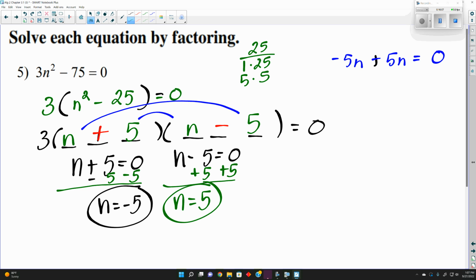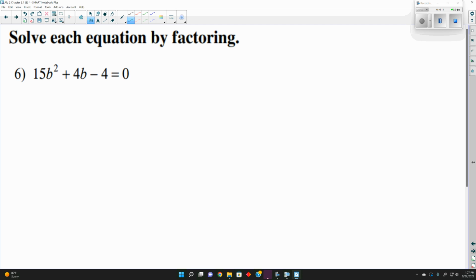Questions on any of this here? Do we feel pretty comfortable with these here? Okay. Let's look at this one. Let's look at number 8.